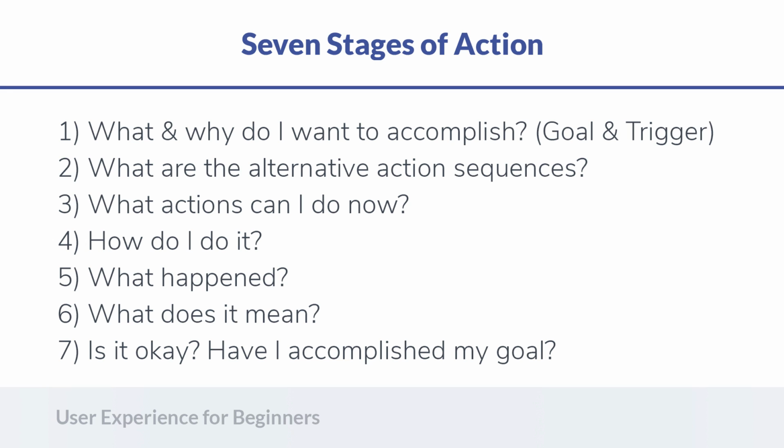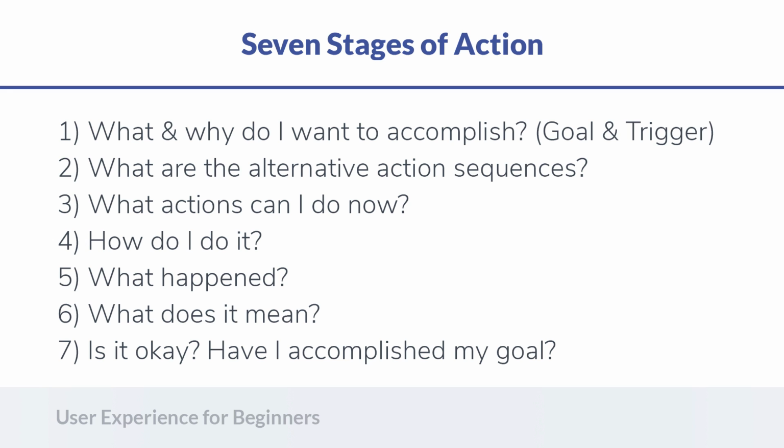Second one is what are the alternative action sequences? Can I achieve the same goal by doing something else or with another sequence of actions? By pressing this button and going to this URL and maybe copying and pasting everything, can I create a Google document like that? So this is the sequence of actions. Every user has a different sequence of actions. They might use some other sequence to accomplish the same goal.